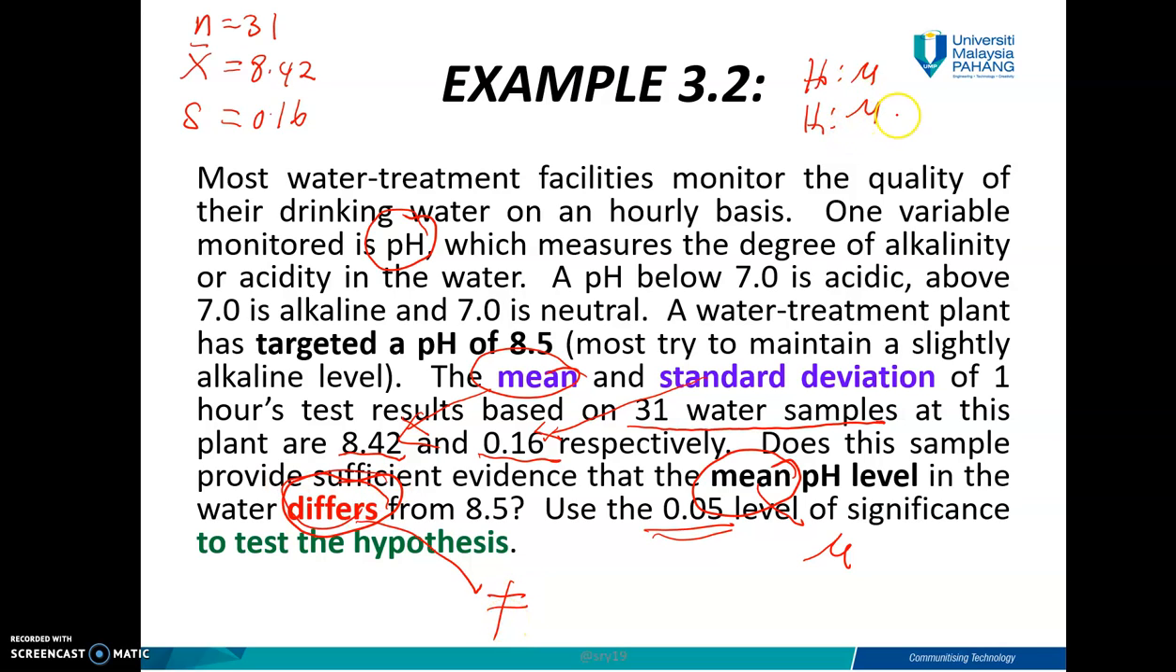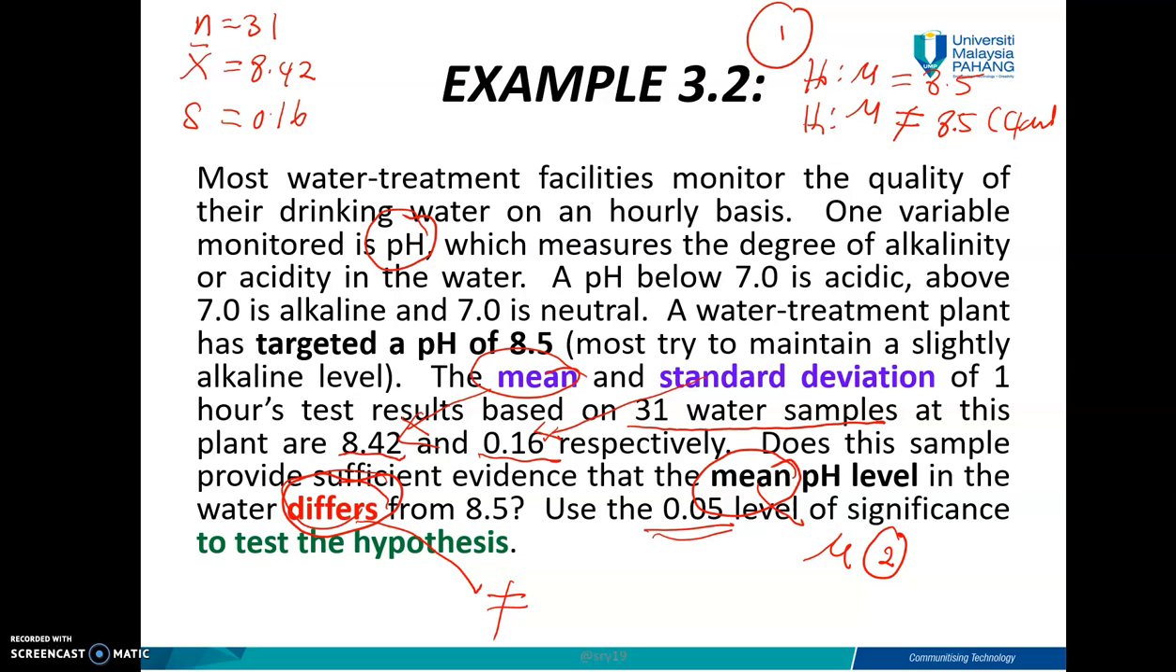Is it H0 or H1? It's H1. Not equal with what? Differ from 8.5. So this is the claim. Alright, so here will be equal 8.5. So that is step number 1. Step number 2, I know after the next slide is the solution, but just to give you some idea, if you have this question, how is it?